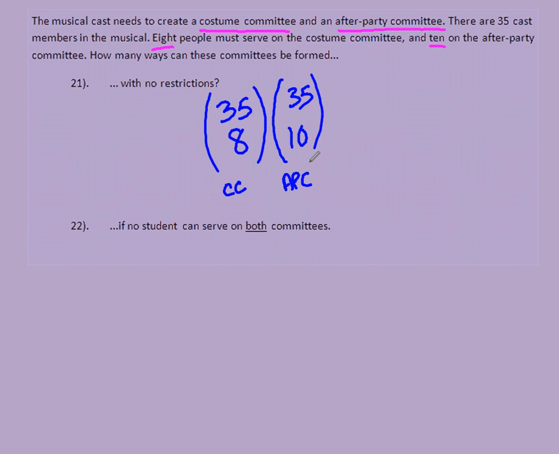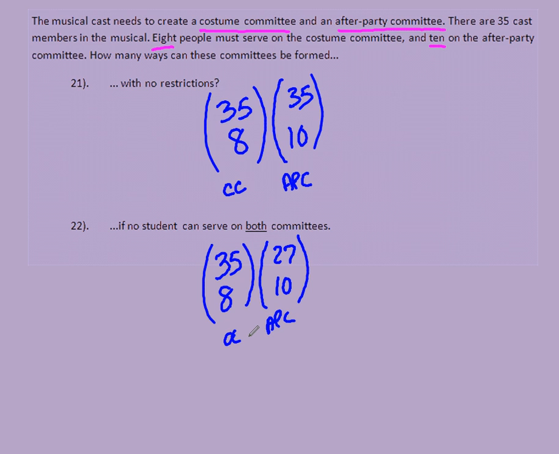And number 2, if no student can serve on both committees. So meaning we have to have different people, a different 18 people to serve on the committees. Well, let's first make the costume committee, which we said was 35 choose 8. Now, those 8 cannot go again. So I only have 27 people left for the 10 people to serve on the after-party committee. So there is your answer.